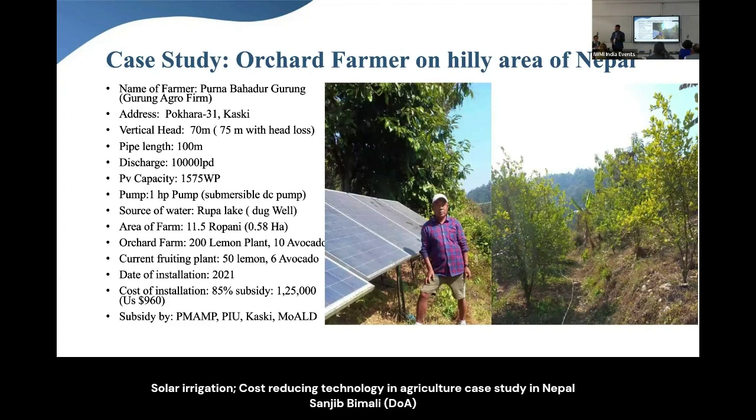For the details, the vertical height was around 75 meters, and the discharge per day was 1000 liters per day. The pump used was 1 horsepower, and it lifts water from the Rupa Lake. A dug well was made at the edge of the lake, and the water is lifted from there to the lands upstream of the lake. The total area of the farm was 0.58 hectares, and the farmers plant mostly lemon and avocado there. The total cost of installation was $916 with 85% subsidy, provided by the federal government, PMAMP, PIU, MOLD.